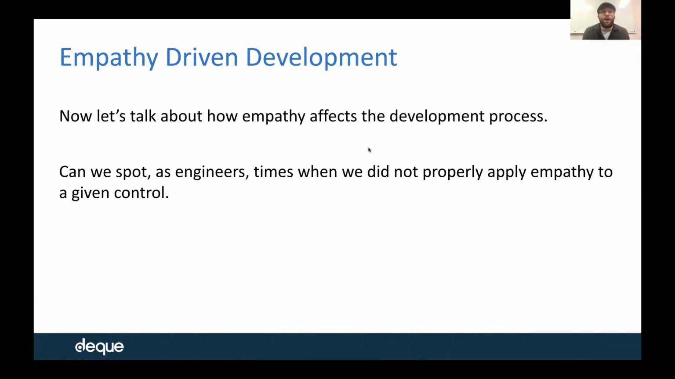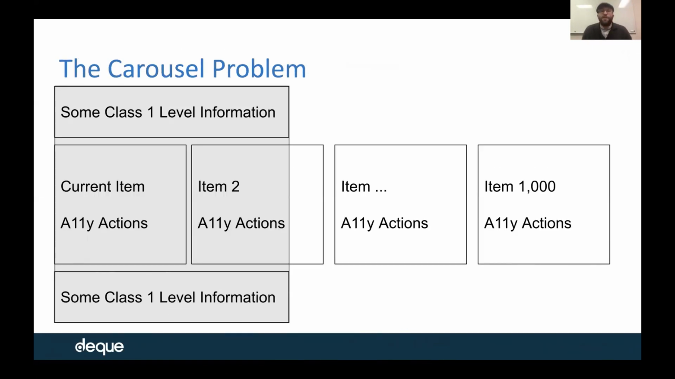So now let's talk about how empathy drives and affects the development process. Can we spot, as engineers, product managers, QA, put whatever role you want, times when we did not properly apply empathy to a given control or user interface component? So let's talk about the carousel problem. The carousel problem is really interesting because if you take what I would consider the sympathetic approach, right? Remember sympathy versus empathy. For labeling of images, if you're trying to label your images properly, there is no difference between the sympathetic approach and the empathetic approach.